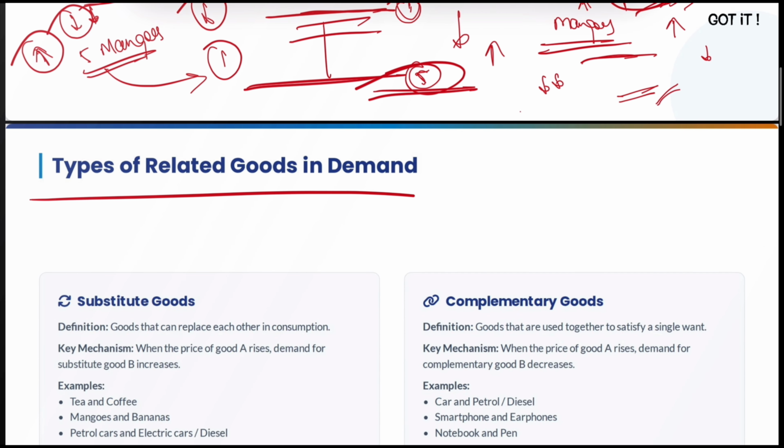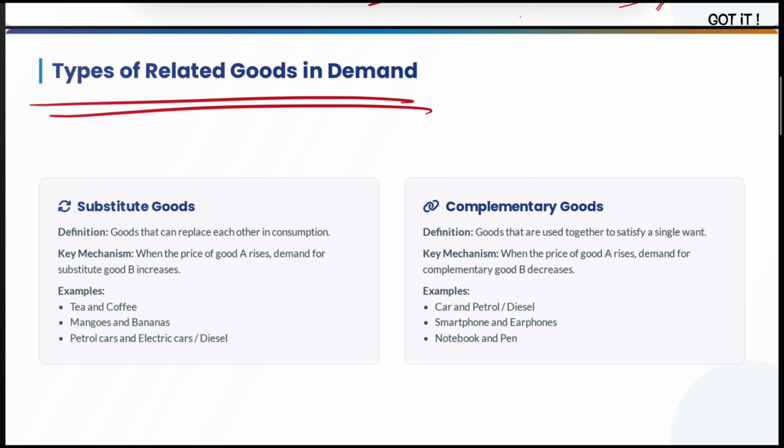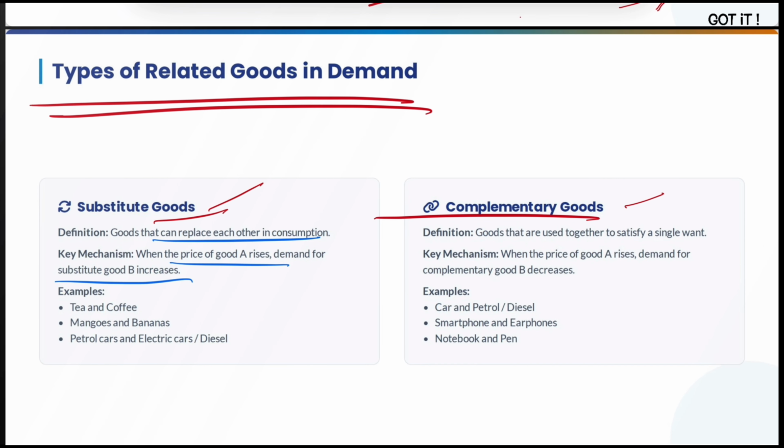And next is the types of related goods in demand. So there are basically two kinds of goods, substitute goods and complementary goods. Substitute goods are the ones that can replace each other in consumption. So when the price of A rises, the demand for substitute good B will increase. So this is also one of the factors which will determine the demand of a product. For example, if the cost of tea has increased to such considerable levels that it has become equal to coffee, then obviously people would start to prefer to go for coffee itself.